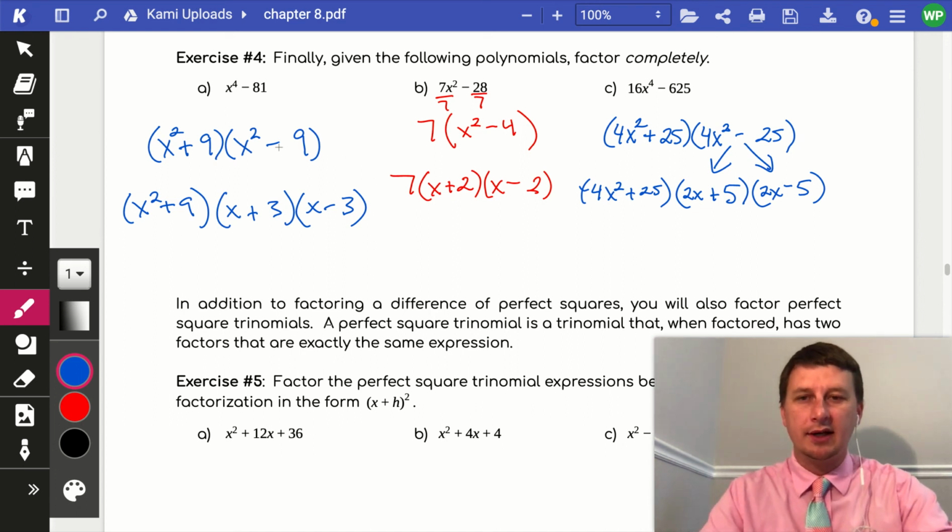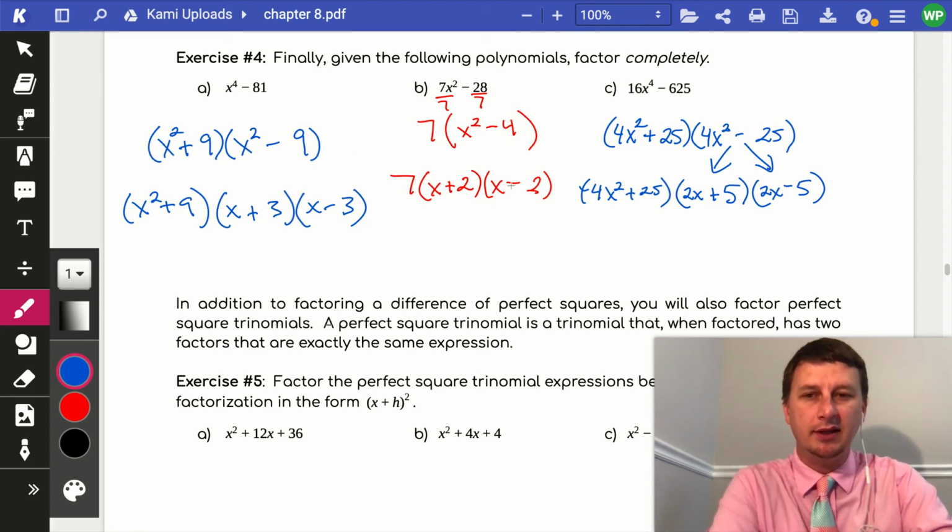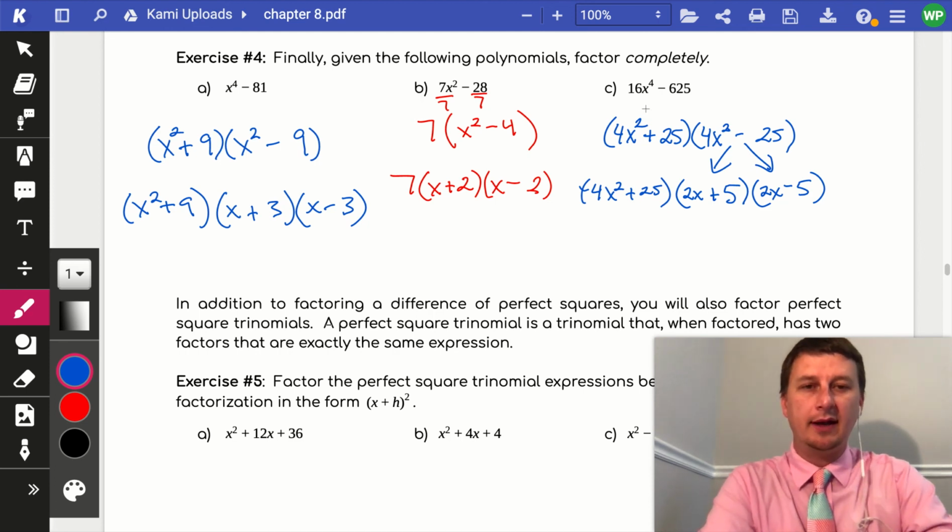And that concludes our exercise number 4. And if this video is helpful for factoring completely, when we had different powers and coefficients in front of our a term, or as our a term, give this video a thumbs up.